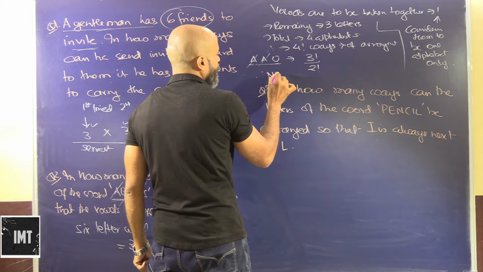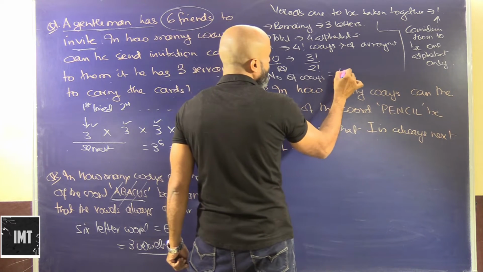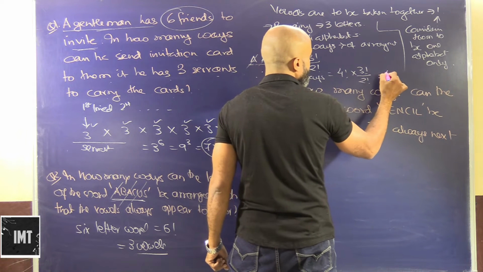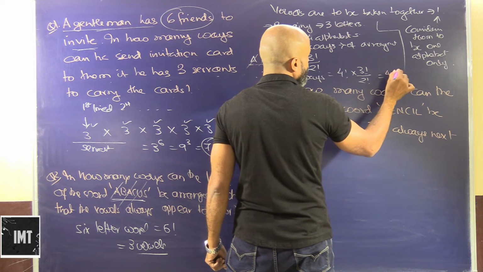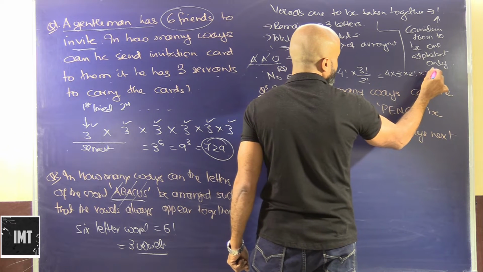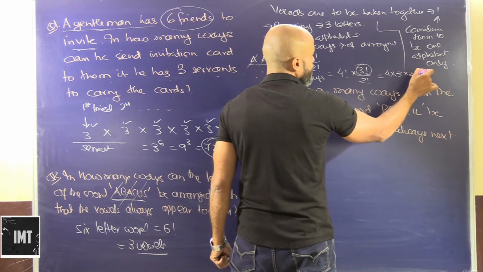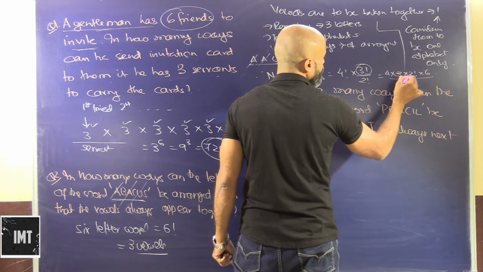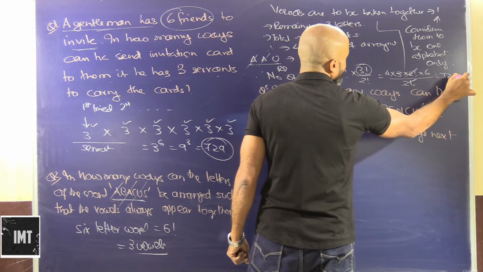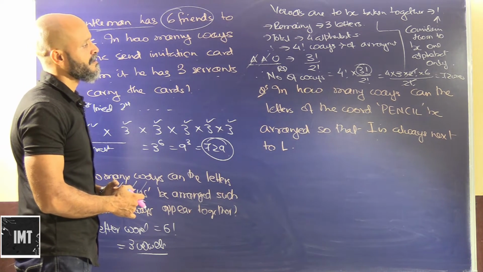So the required number of ways will be factorial 4 into factorial 3 by factorial 2. So this will be 4 into 3 into 2 into 1, into 3 factorial, which is 6, upon factorial 2, this gets cancelled. 4 3s are 12, 12 6s are 72 ways.